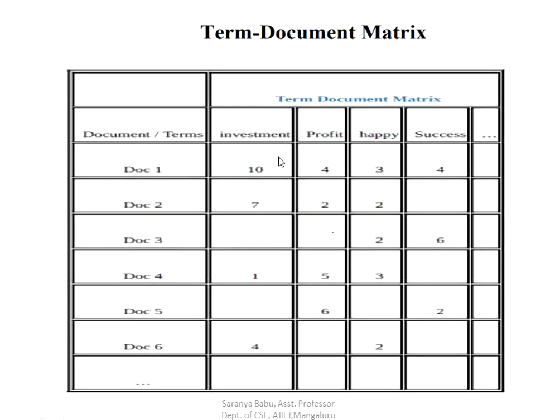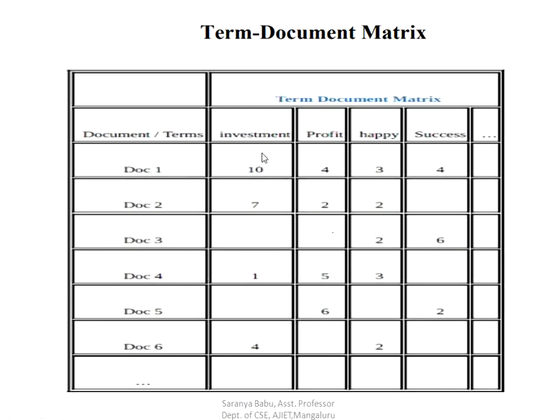Now what are the terms that you have identified, the key terms from all of these documents? You have identified some key terms from all of these documents which are occurring very frequently, or which have occurred in almost all the documents. So which are the terms? It is investment, profit, happy, success, etc. These are some of the terms which we will consider now.